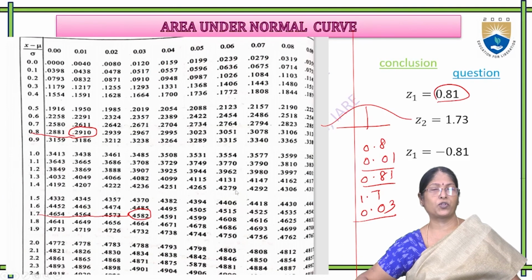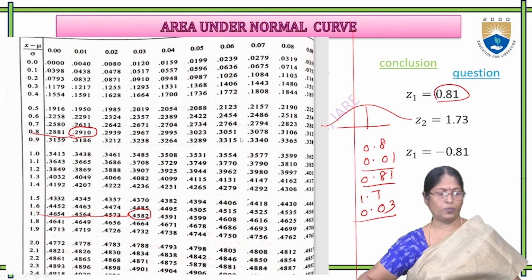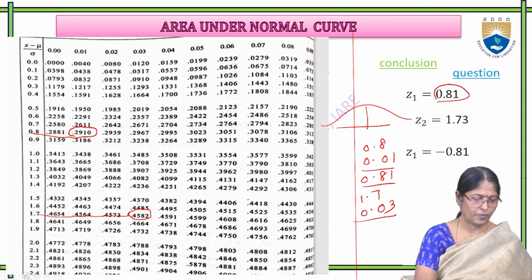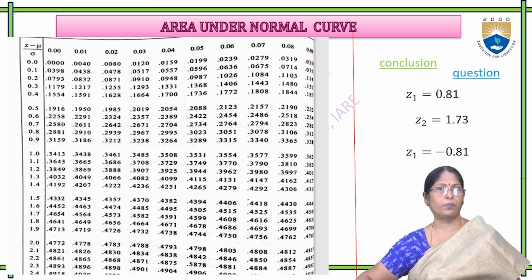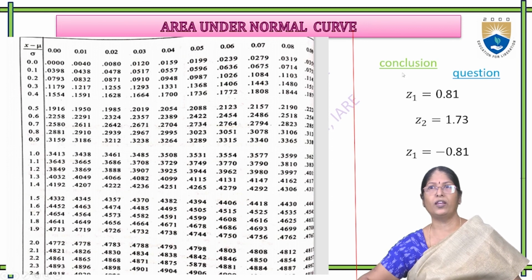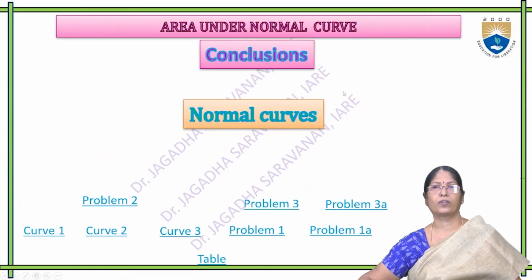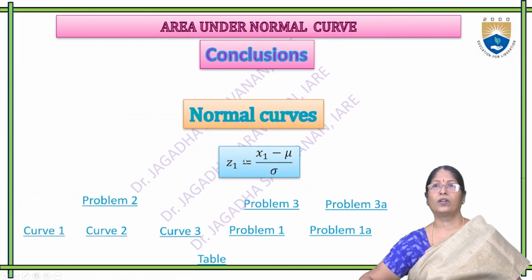This is the normal distribution table. We also discussed in detail how to use this normal distribution table. Everything is done using this scale, x1 minus mu by sigma. Completely using the scale, the data are converted into Z points.